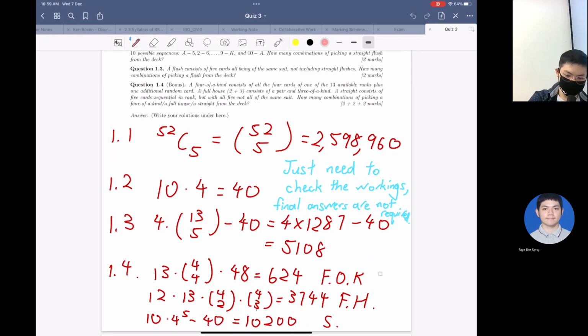The picture to have in your mind is something like 2, 2, 2, 2, and then a random card. So there's only one way to pick 2, 2, 2, 2, and there are 13 ranks of them. And then this extra one is 52 minus 4.